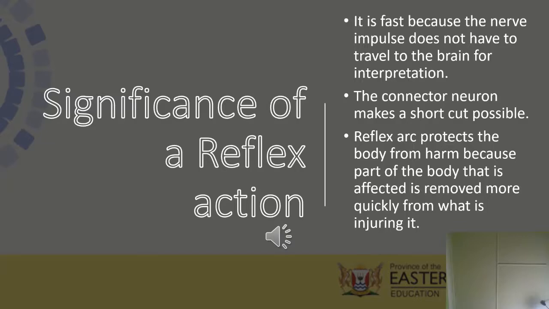Now, why is reflex action important? We are looking at the significance of a reflex action. Number one, it is fast. Please, you need to note that, matriculants. It is fast, and why is it fast? Because the nerve impulse does not have to travel to the brain for interpretation. Remember earlier on I said the brain is not practically involved. Of course, the brain and the spinal cord, that's your central nervous system. So reflex action is important because it is fast.